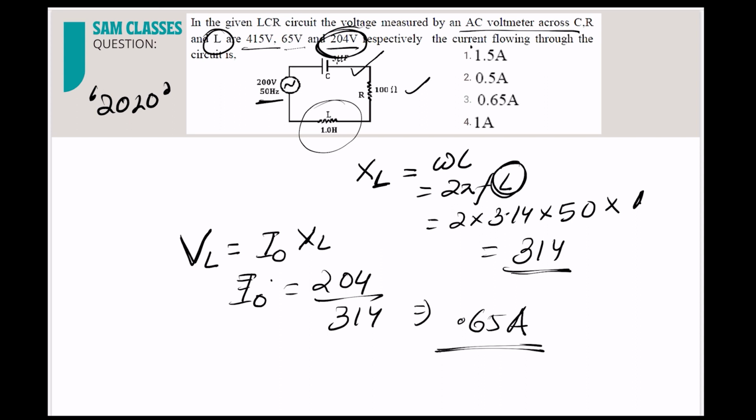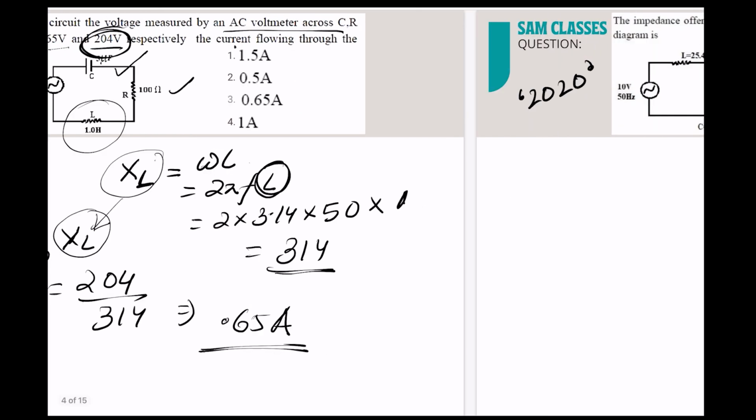We just know voltage across any device is current into resistance. Now, resistance across an inductor is different. That is given by the value XL. So first we need to find the resistance offered by an inductor. That is given by this formula XL, and XL is nothing but omega L. Omega is 2 pi F, 2 pi into frequency into L. All values are given. Find it out.